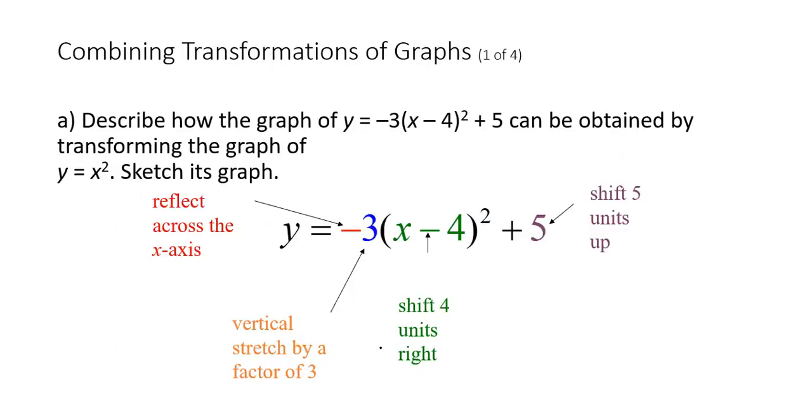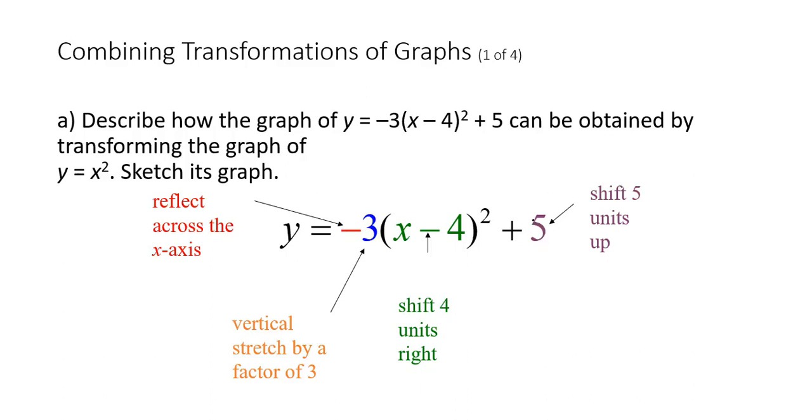So, a combination of transformations that we looked at so far. In this case, if I have y is equal to -3 times x minus 4 to the power of 2 plus 5. So this is really moving a graph of y is equal to x squared, this parabola here. We're moving this parabola around, and let's see by what factor.